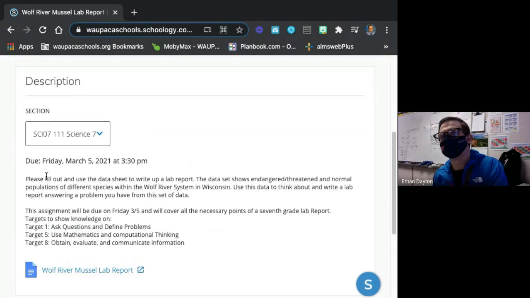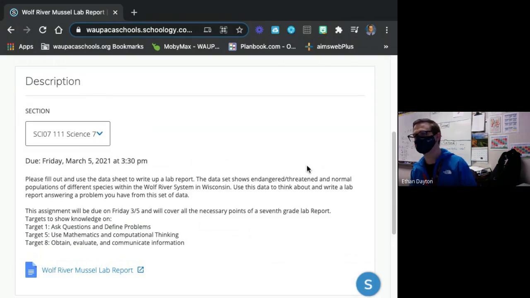So it says, please fill out and use the data sheet to write up a lab report. The data set shows endangered and threatened and normal populations of different species of mussels within the Wolf River system in Wisconsin. Use this data to think about and write a lab report answering a problem that you have from this set of data. So you need to come up with a problem.